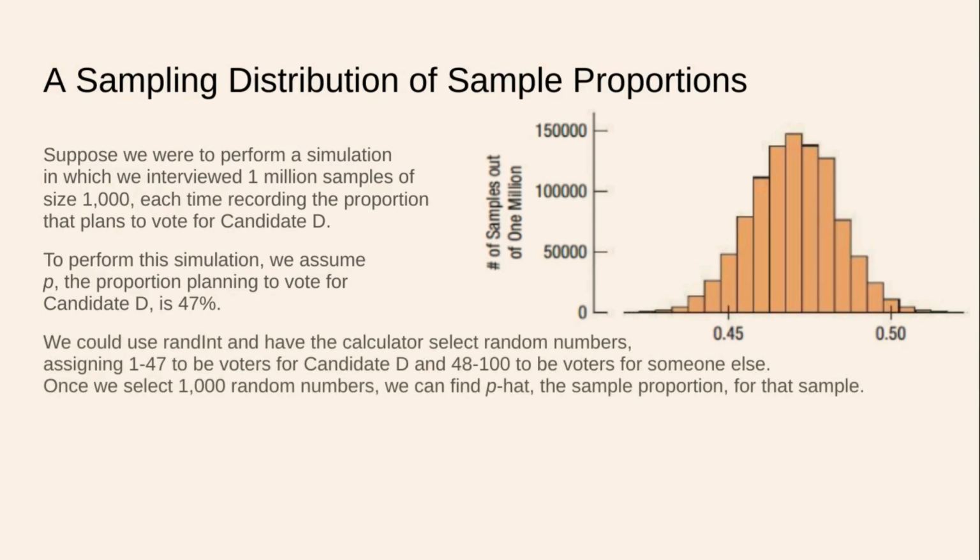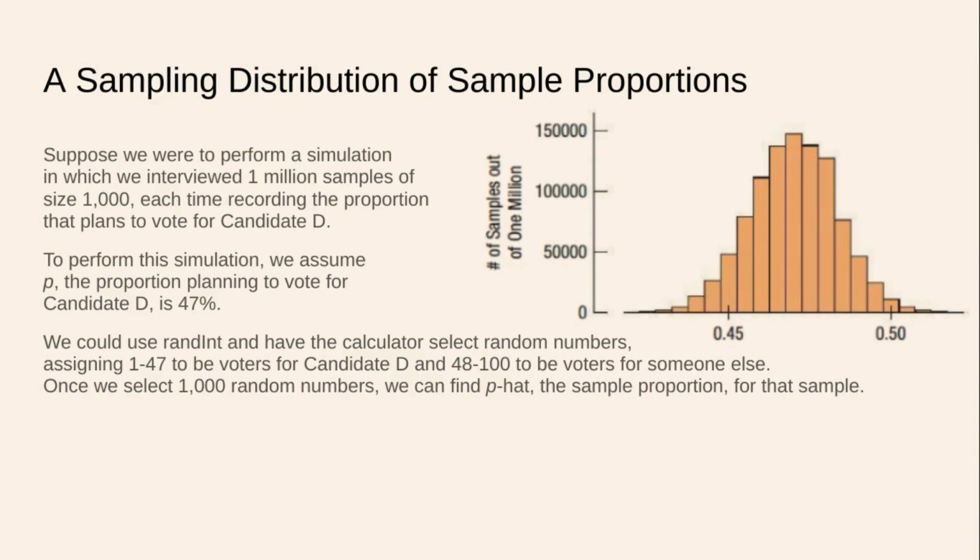We could use a calculator feature like randint and have the calculator select random numbers, assigning 1 to 47 to be voters for candidate D and 48 to 100 to be voters for someone else. This is a simulation. This is not real life. We are not actually finding 1 million samples of size 1,000. That would be absurdly expensive and really, honestly, a waste of time. We're going to simulate this using technology. Once we select 1,000 random numbers, we can find p hat, that is the sample proportion for that sample.